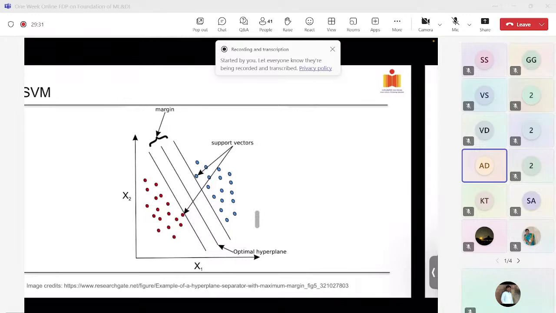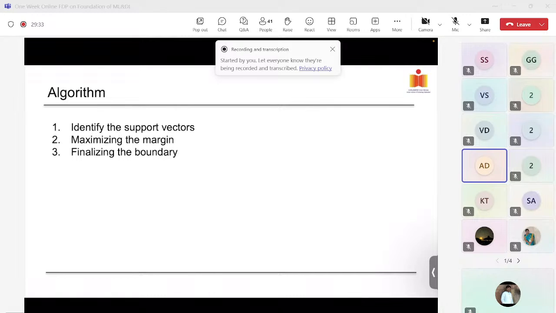Okay, so let's go to the algorithm. Very simple algorithm. You just have 3 different steps. Your entire main calculation happens at maximizing the margin. We'll discuss that in the next slides. But these are the 3 different steps in the algorithm. First, you need to identify the support vectors. Once you identify the support vectors, you need to find a classifier that will maximize the margin with respect to these support vectors. And then you finalize the decision boundary, which is basically the midway between these margins or the support vector planes. Simple algorithm.